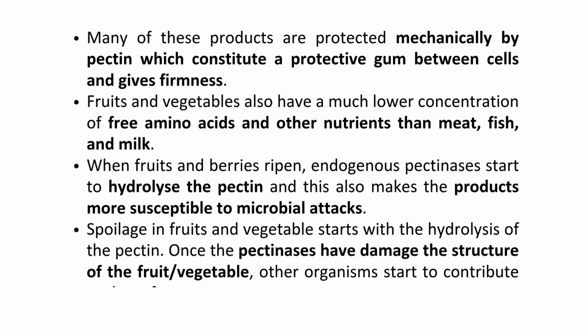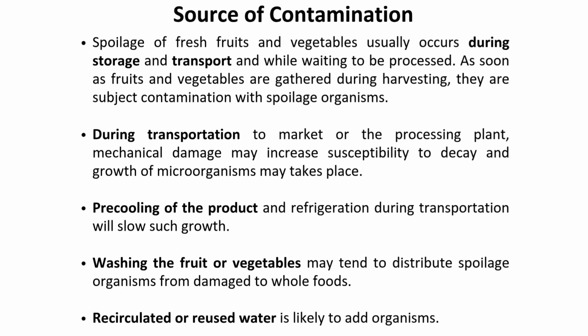As fruits and berries ripen, their own endogenous pectinases start to hydrolyze the pectin. This natural process also makes the products more vulnerable to microbial attacks. Spoilage often starts with the hydrolysis of this pectin. Once pectinases damage the structure, other organisms join in, leading to soft rot. This spoilage usually occurs during storage and transport, while the produce is waiting to be processed.